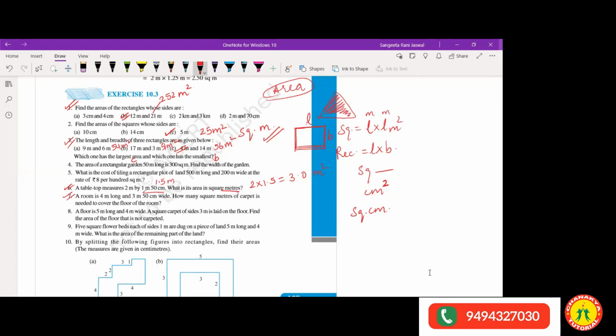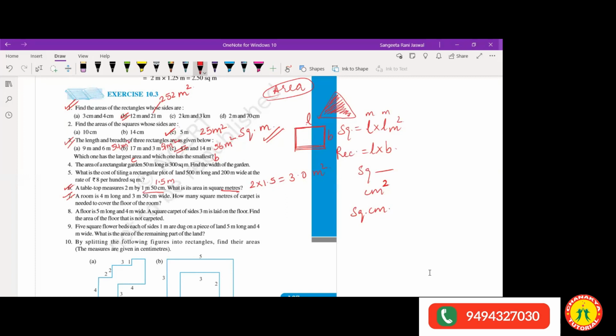Soumya, please read question number 7. Yes, ma'am. A room is 4 meter long and 3 meter 50 centimeter wide. How many square meters of carpet is needed to cover the floor of the room? So, a room's length is given and its width is also given. Wide means the breadth is given.